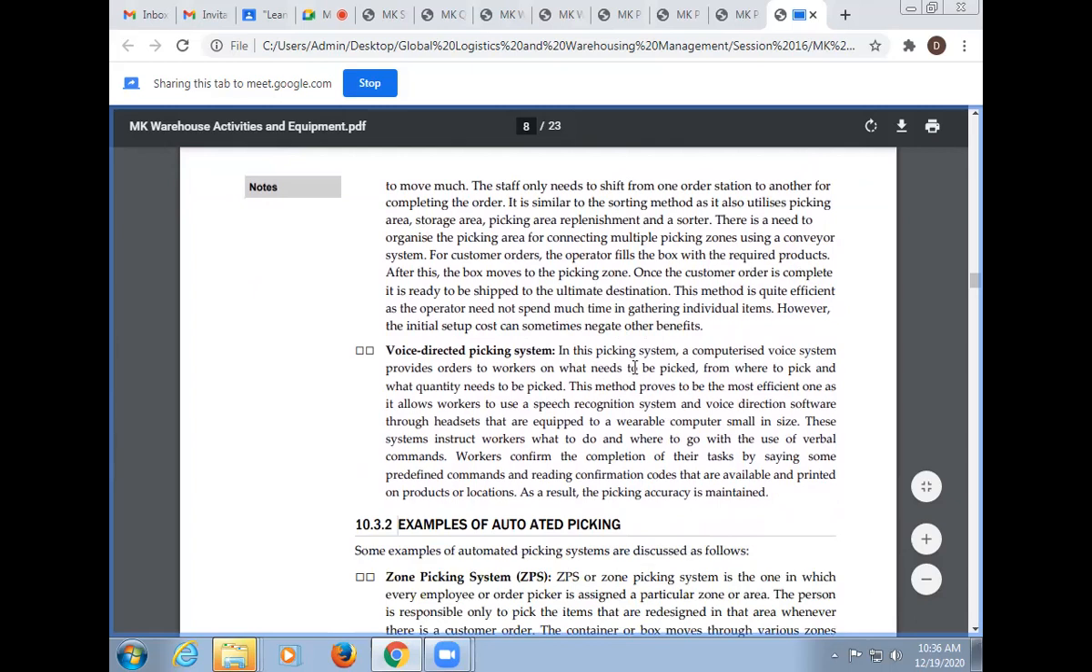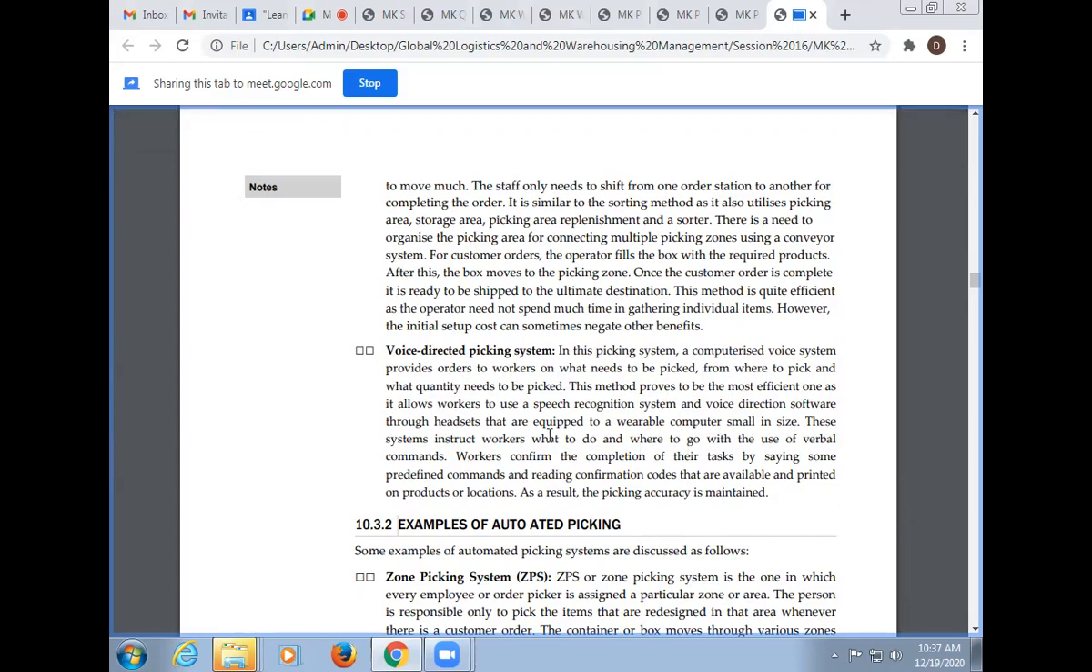Voice-directed picking system. In this picking system, a computerized voice system gives orders to workers on what needs to be picked, from where to pick, and what quantity needs to be picked. This method proves to be the most efficient one as it allows workers to use a speech recognition system and voice direction software through the headset that is equipped to a wearable computer small in size. This system instructs workers what to do and where to go.